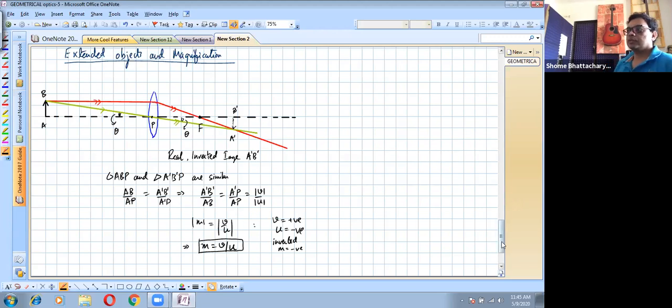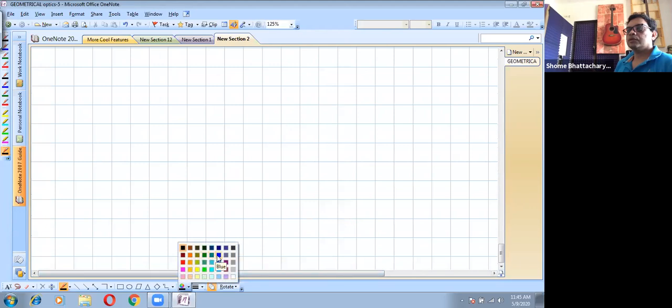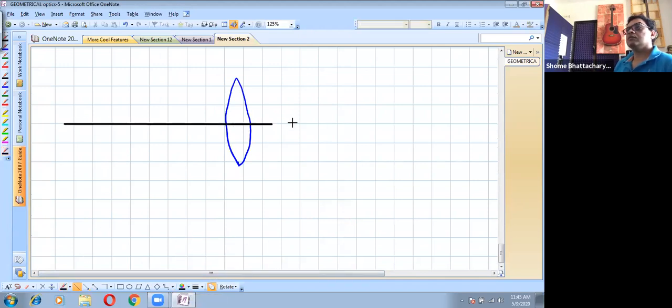Now let's look at the other case I was telling you. So it so turns out that we have an object, an extended object, which is actually pretty close to the pole. That is, the distance of the object is less than the focal length of the lens. Then we get that situation of virtual image, which is upright. So if our extended object AB is such that this distance AP is less than the focal distance. So the equivalent focal point on this side, let's say F prime, is at the same distance.